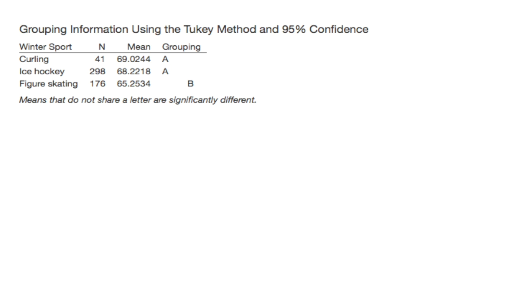When you're conducting a one-way ANOVA in Minitab Express, you can request Tukey output. When you request the Tukey output, so a Tukey post-hoc test, you'll get 2 different pieces of output. The first is this table titled Grouping Information Using the Tukey Method and 95% Confidence. In this table, any groups that do not share a letter are significantly different from one another. Groups that share a letter are not significantly different from one another.